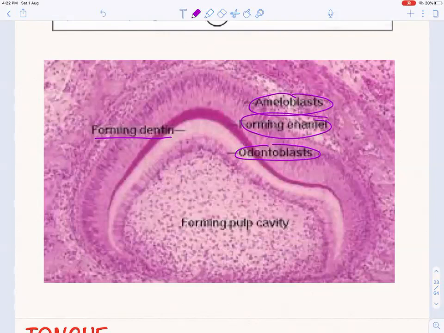Okay, so I thought it's an interesting diagram to see. You can just have a look. Odontoblast, you can see this odontoblast and ameloblast.